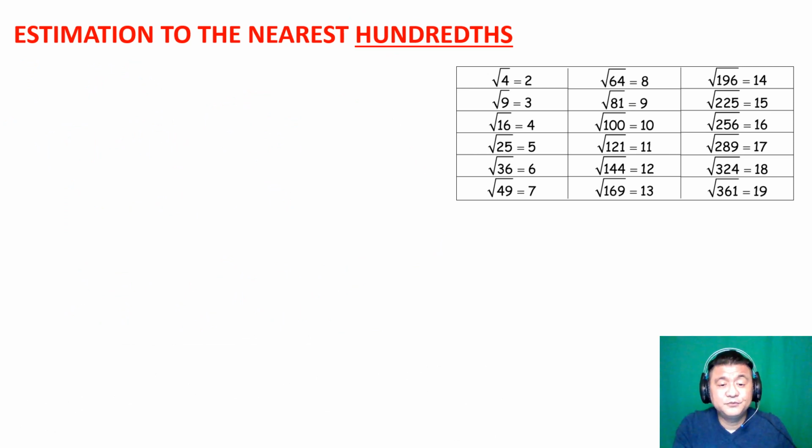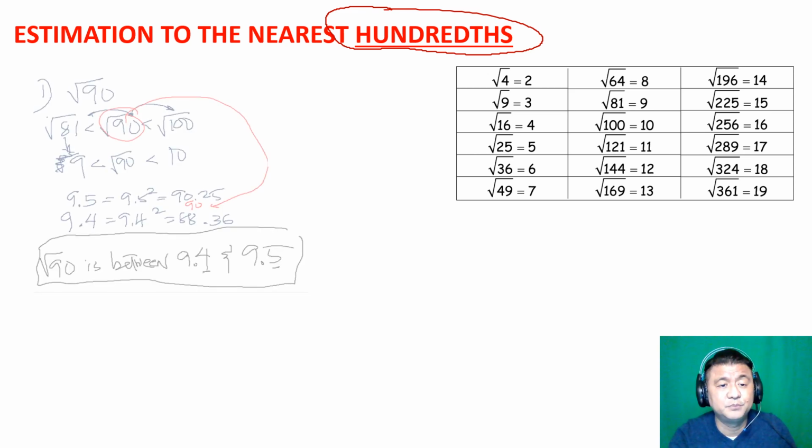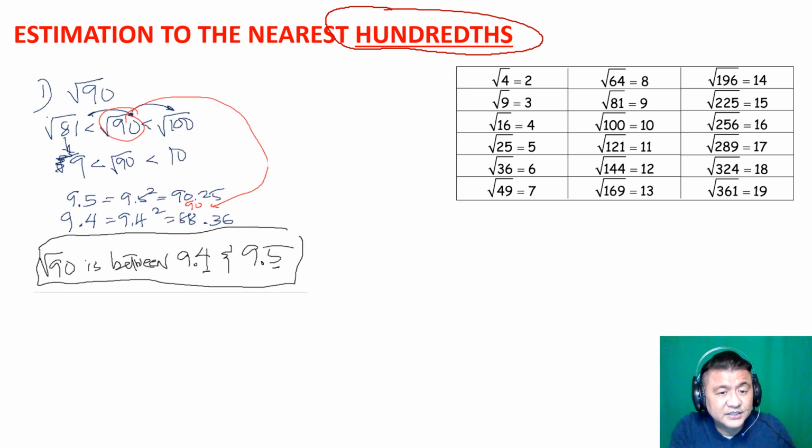Okay, from the previous example, we rounded to the nearest tenths. Now we want it to be more accurate. We want it to the nearest hundredths, meaning there should be 2 decimal places. Let's recall what our previous answer was. We said it's between 9.4 and 9.5, right? Because you see 90 over there. Now check, where is 90 closer to, 88.36 or 90.25? It's closer on the upper part. So let's use the upper numbers, okay?